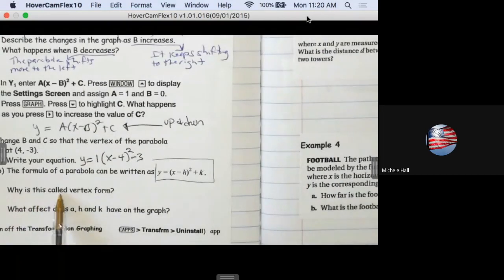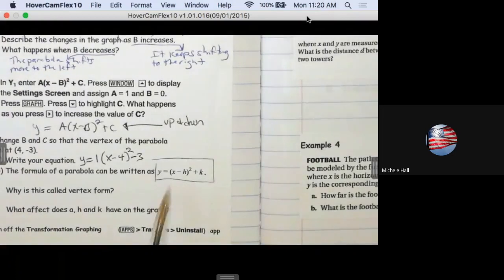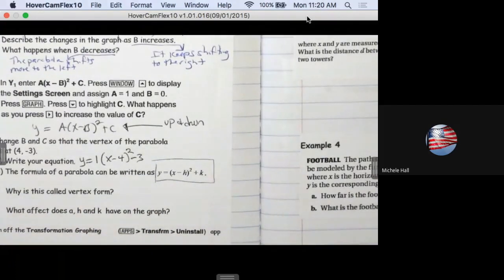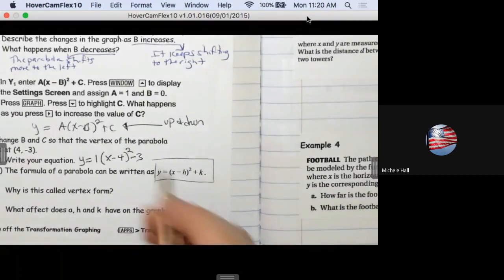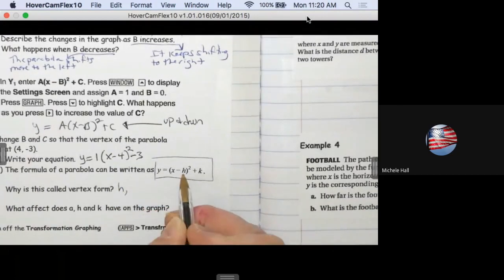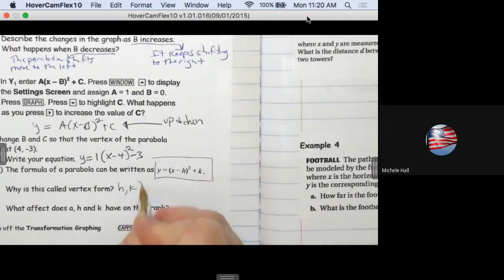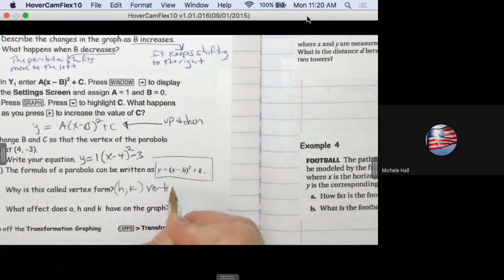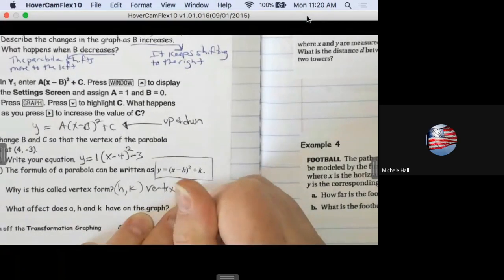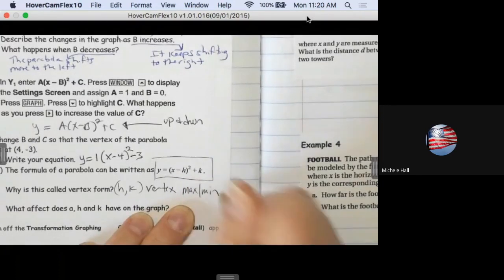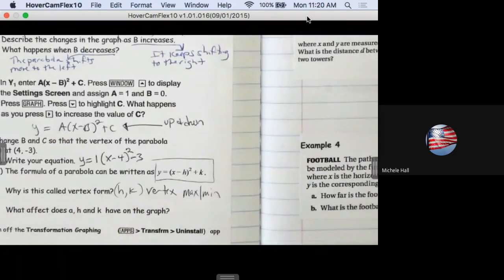Why is this called vertex form? Why is a(x minus h) squared plus k vertex form? It gives the vertex, h, k. So I could say that h, k, my b and my c, is the vertex. And the vertex is always known as a max or min, depending on what a is. So when you hear vertex, we're talking about max and mins, the highest and lowest point that it's going. And last thing, describe what A, H, and K are all doing to the graph.